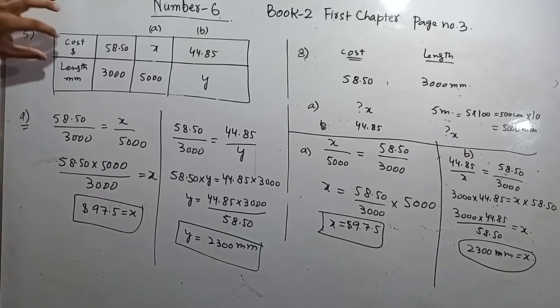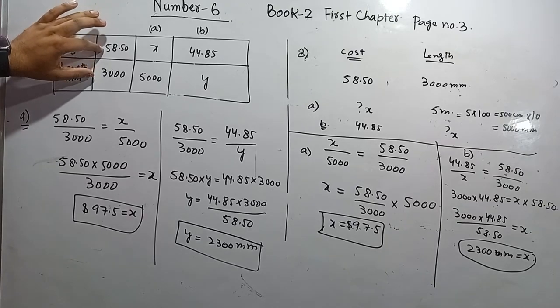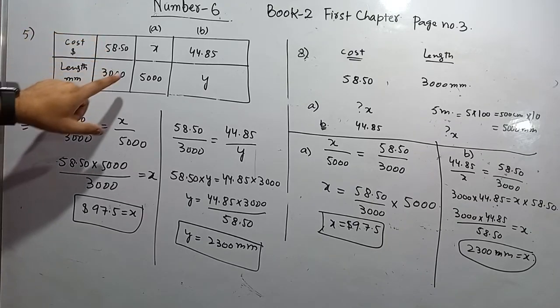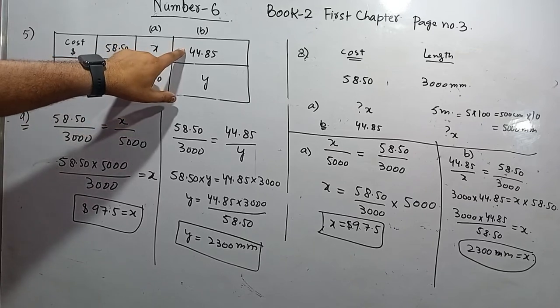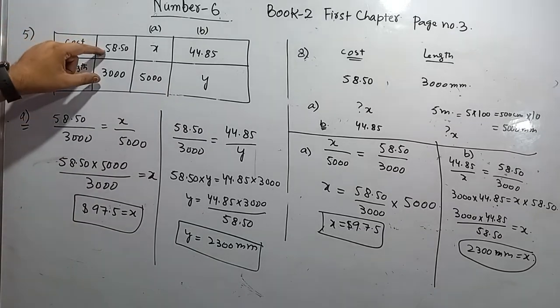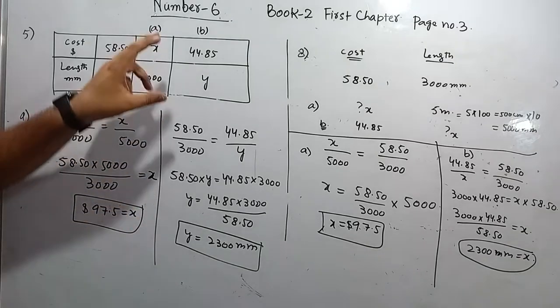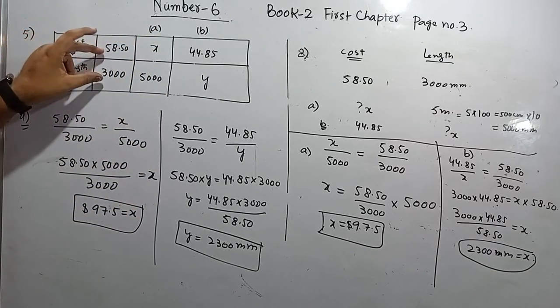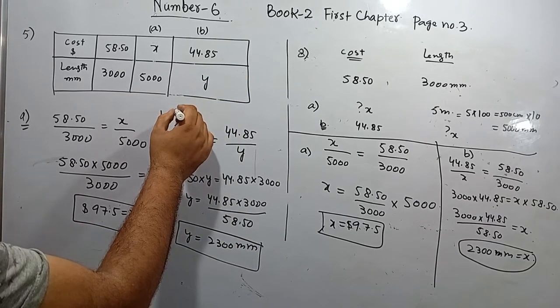Now here in the table, we know there is cost in dollars and length in mm. What is the value given? It is 58.50, it is 3000. In the first part, we need to find the cost and the length is given. In the second part, the cost is given, we need to find the length. We know these are in direct proportion because it is given in the question, so the ratio of these two figures is equal to the ratio of these two figures. Now we will solve it for x, and similarly for part B, the ratio of these two is equal to the ratio of these two.